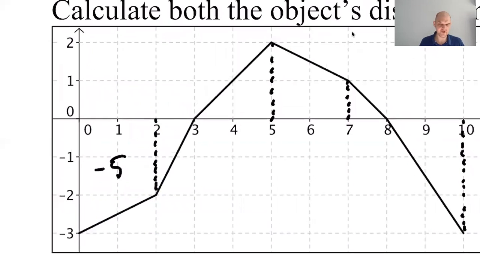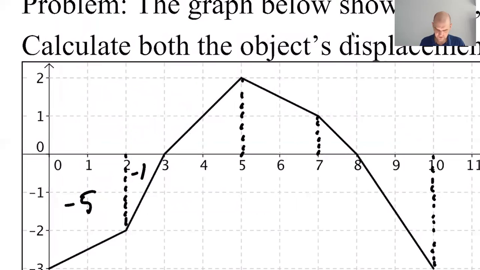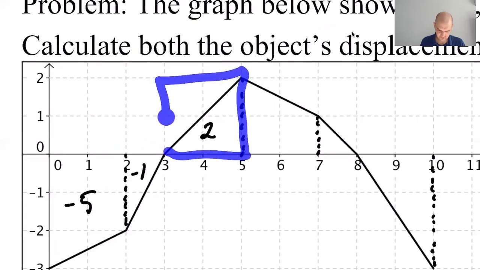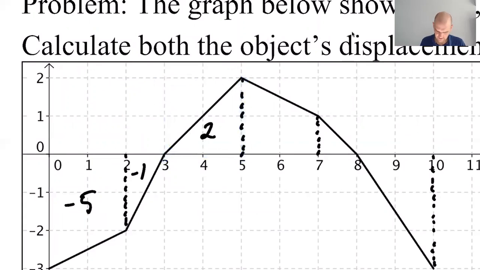I'm kind of reassuring myself when I do that. This is half of a 2 by 1, so 1, but negative. This will be 2 because it's kind of easier to see. It's 2 by 2, and then half of that. Here we're going to do 2 by 1, and then half of 2 by 1 is 1, so overall 3.